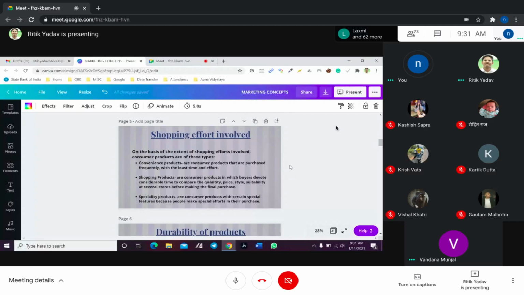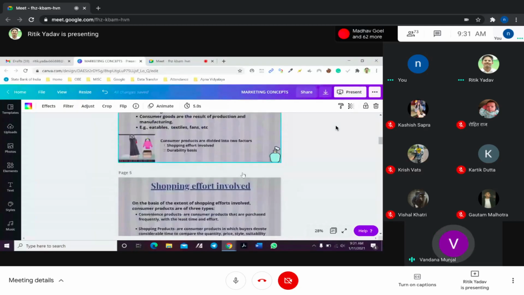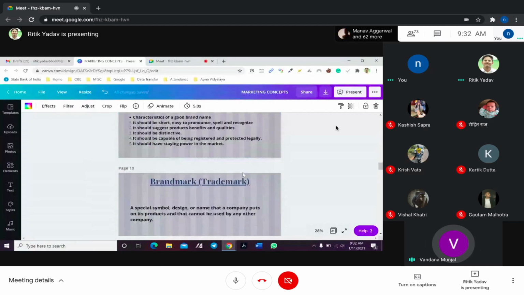See, we cannot really say it is a durable product if we compare it in terms of furniture, fridge, or TV, right? So, in comparison to that, durability of stationery is temporary.